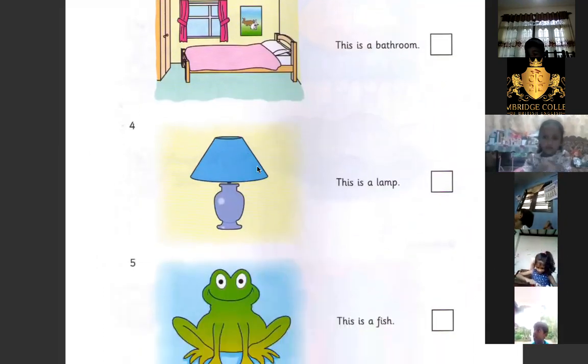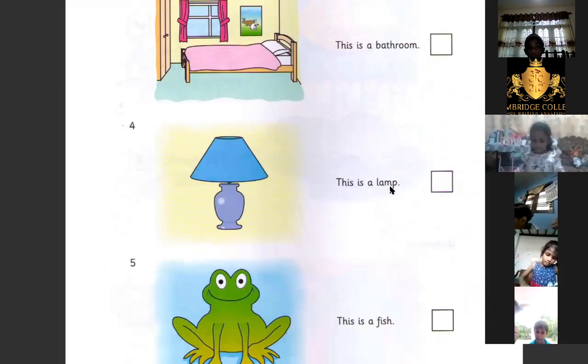Next one. This is a lamp. Yes, look at the picture. This is a lamp.